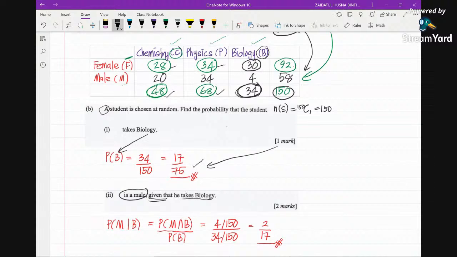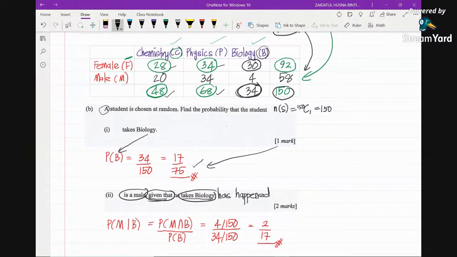Next, the question says, find the probability that the student is a male given that he takes biology. Whenever you are given "given that", it means it's a conditional probability. Why? Because we have one event that has already happened. We know that the student takes biology. So what is the probability that the student is a male?